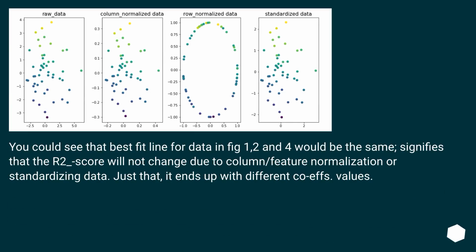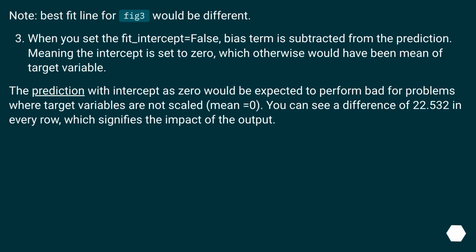You could see that the best fit line for the data in Fig 1, 2 and 4 would be the same, which signifies that the R2 score will not change due to column/feature normalization or standardizing data. It just ends up with different coef values.